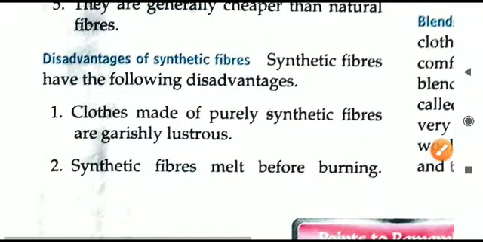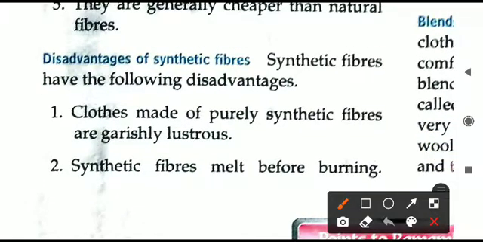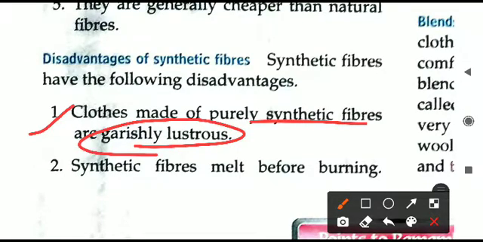There are certain disadvantages also that we will have a look at here. Point number 1, the clothes that are made of purely synthetic fiber are garishly lustrous.